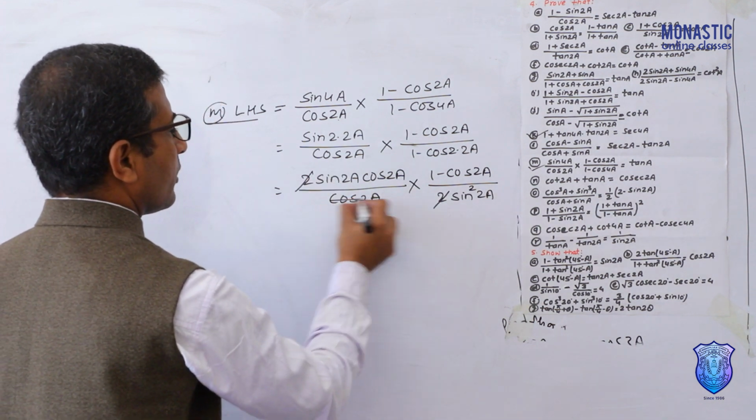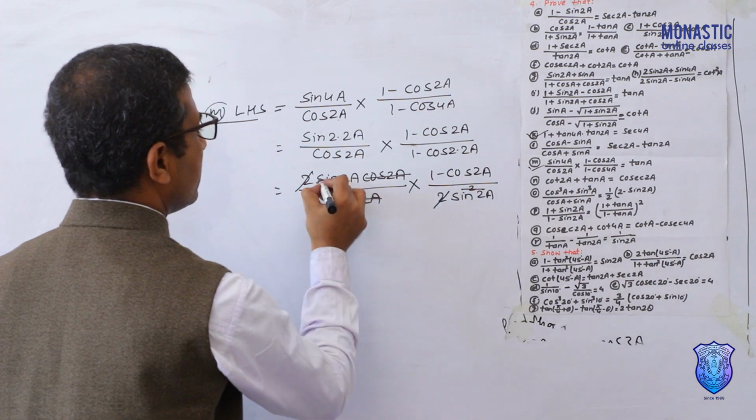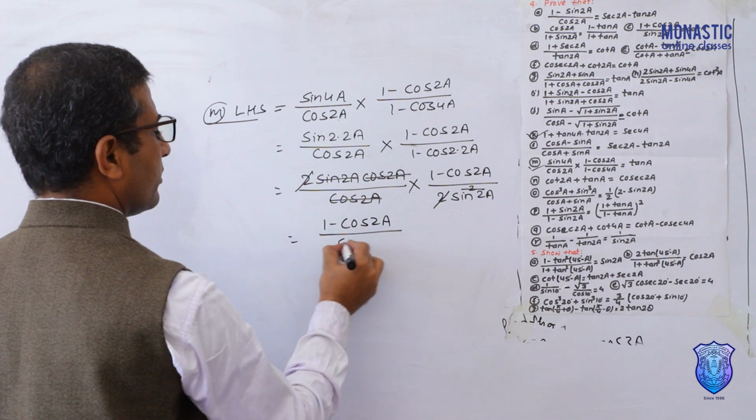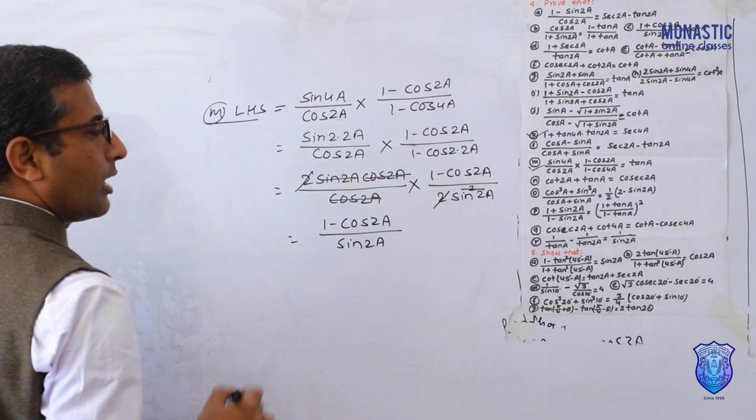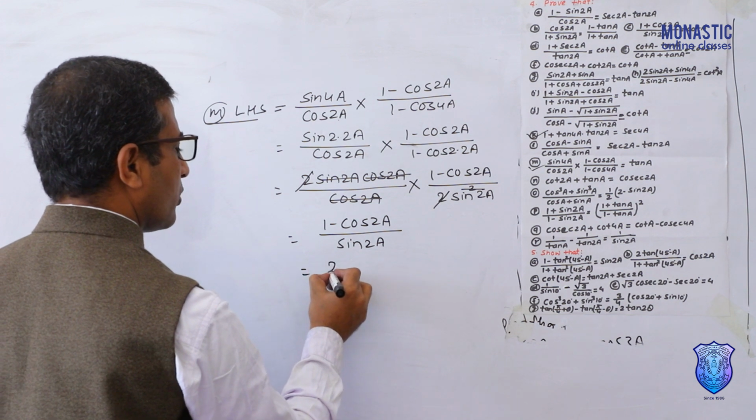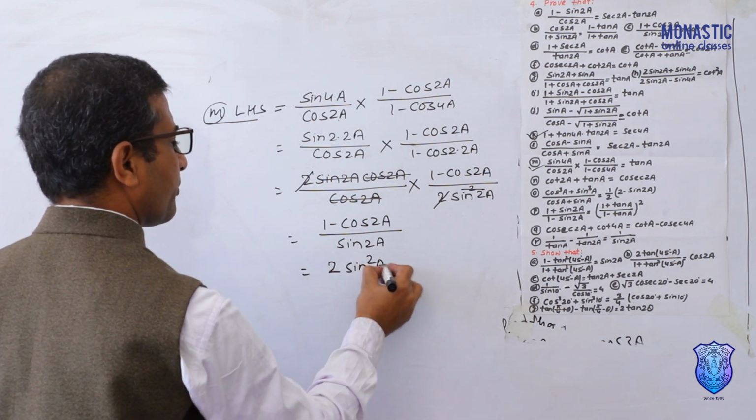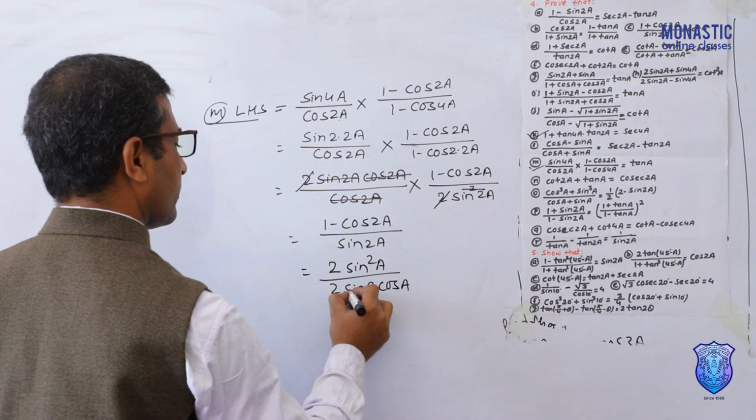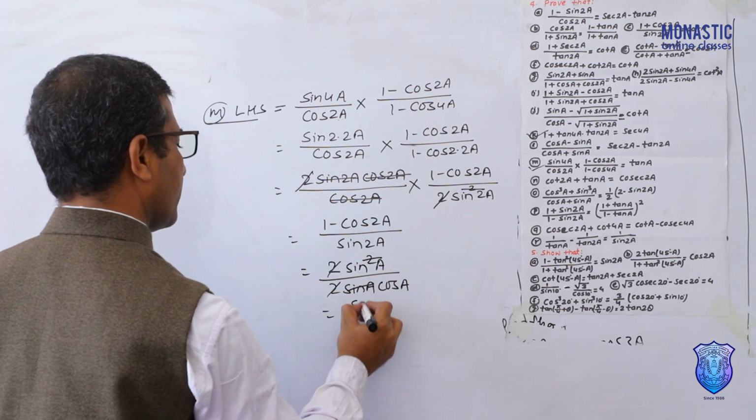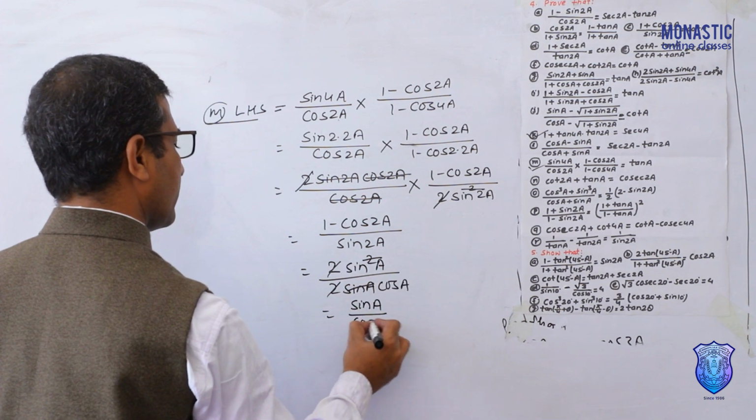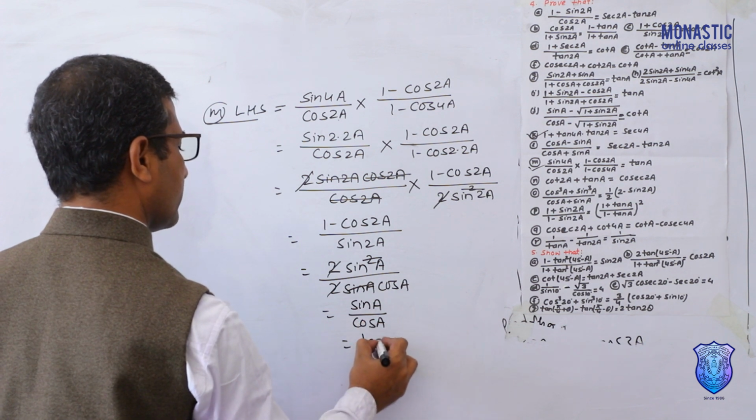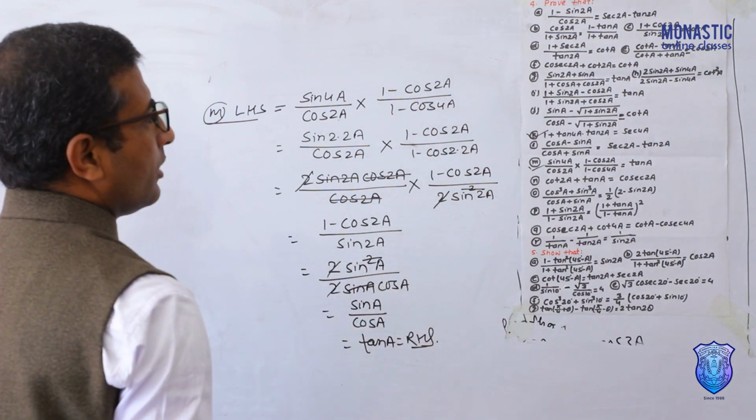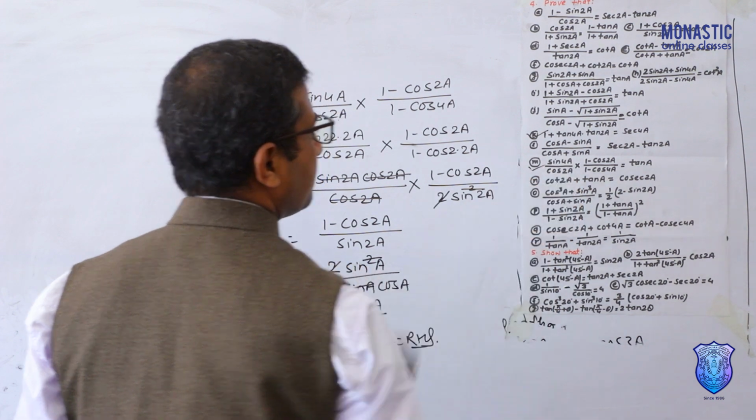2 cancelled, cos 2A cancelled, this cancelled. It came (1 minus cos 2A) by sin 2A. Now we will convert this in A. The 1 minus cos 2A formula is 2 sin square A and the sin 2A formula is 2 sin A cos A. Cancel these. It came sin A by cos A, that is tan A. We have completed question number M.